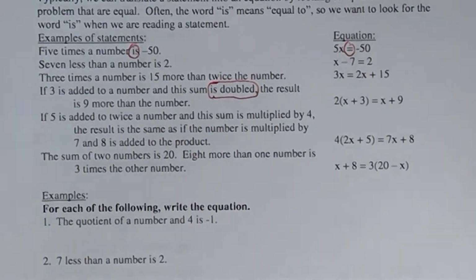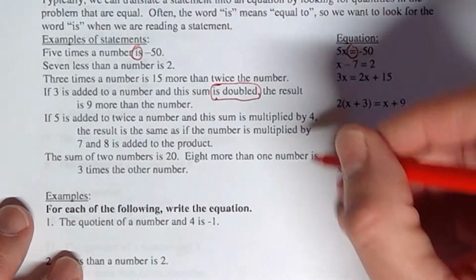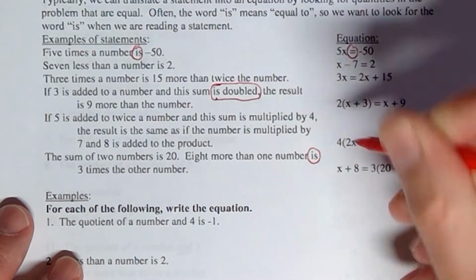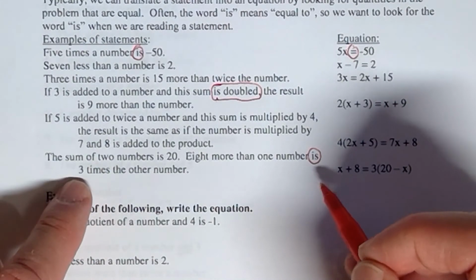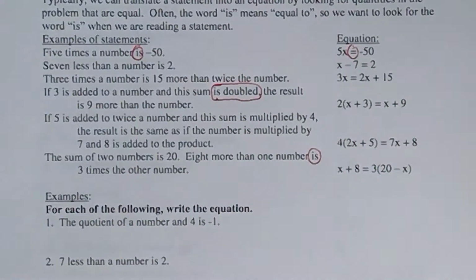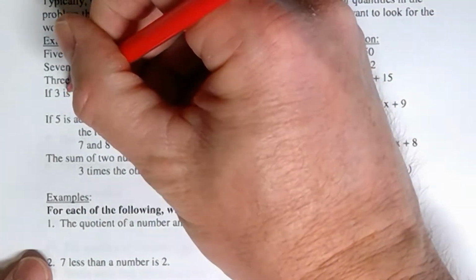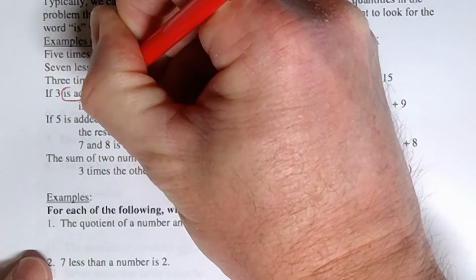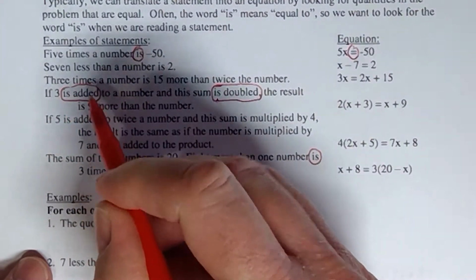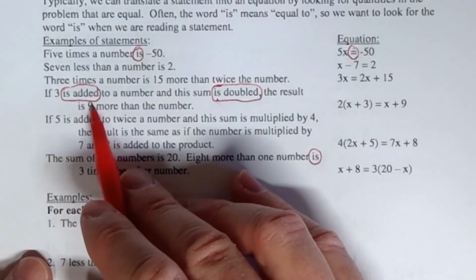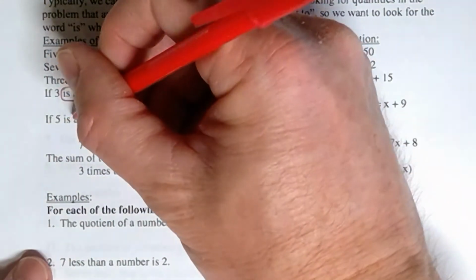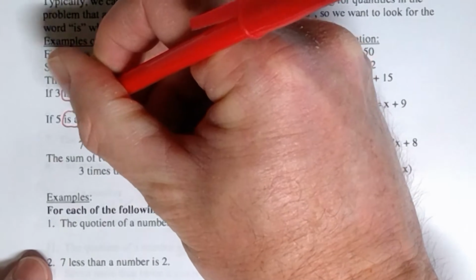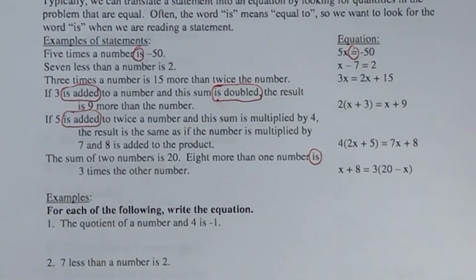See right here, the word is followed by the number 3. Yes, it has an action after that, but if it's immediately followed by a number, it usually means equal in that case. Usually. All right. Whereas here, that doesn't mean equal because it's followed by an action. Is added. It's the act of adding something to the 3 here. 5 is the same thing here. That is not an equal sign. That is part of an action right there.